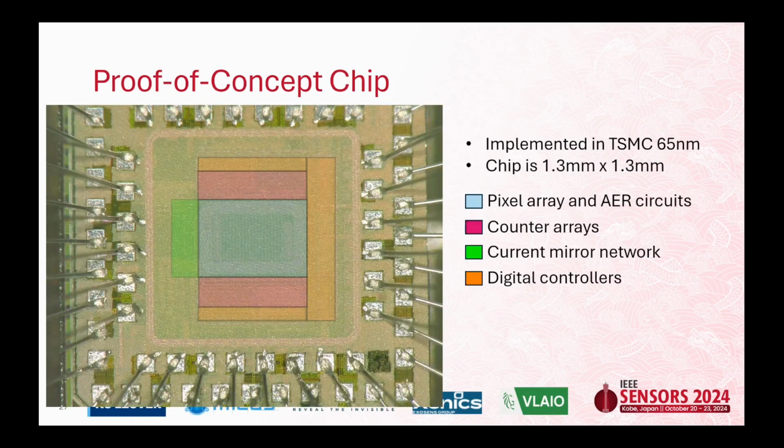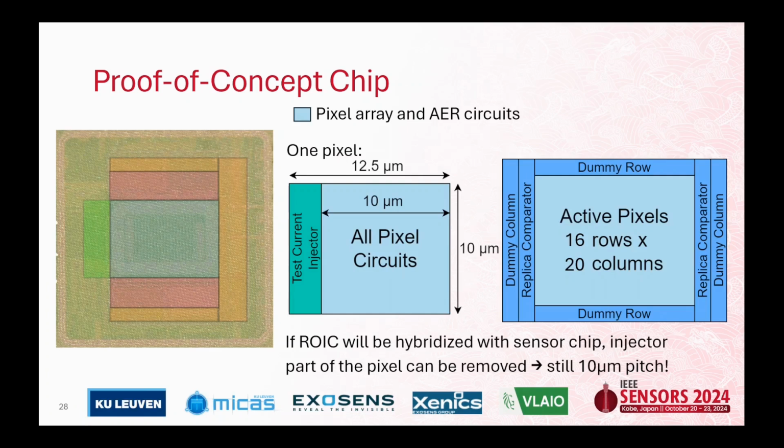So we made the proof of concept chip in TSMC 65 nanometer with an area of 1.3 millimeter by 1.3 millimeter. Note that this is just a proof of concept, so it is not intended to have hybridization of the InGaAs pixels yet, which means we have only a small number of active pixels there. You can see 16 by 20.